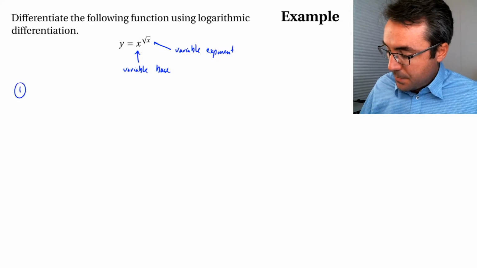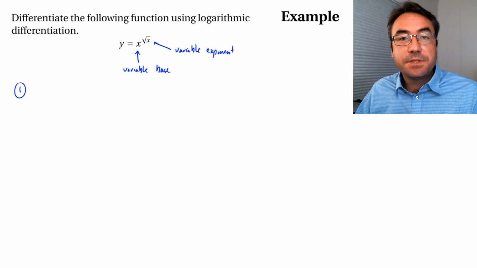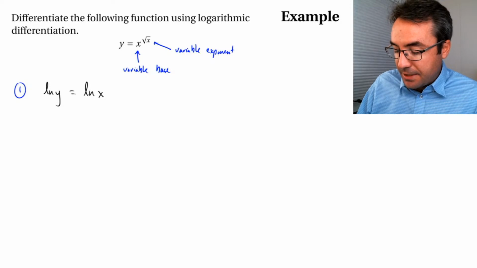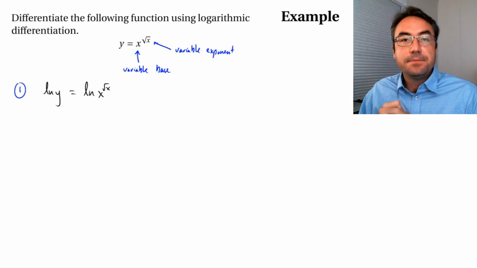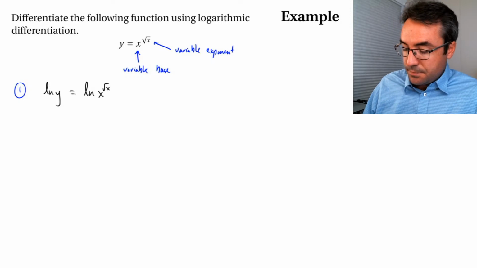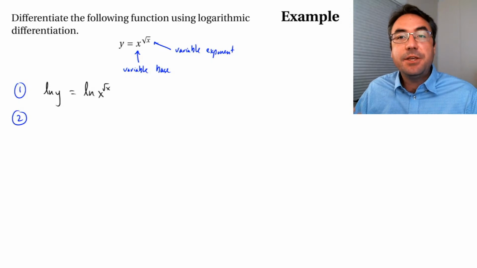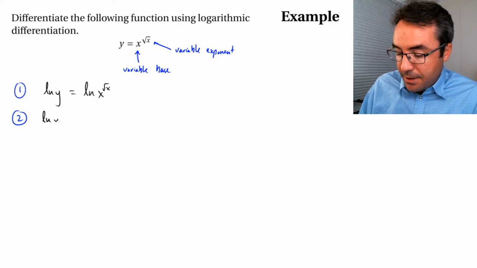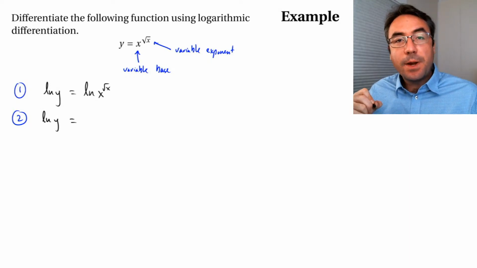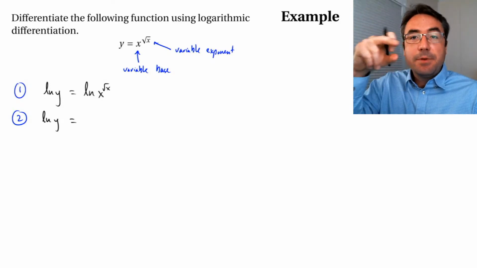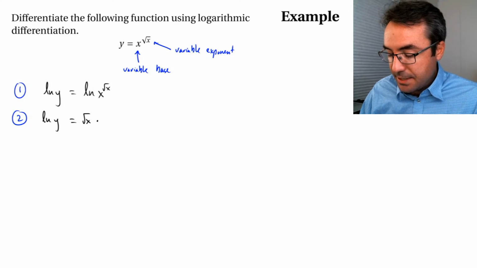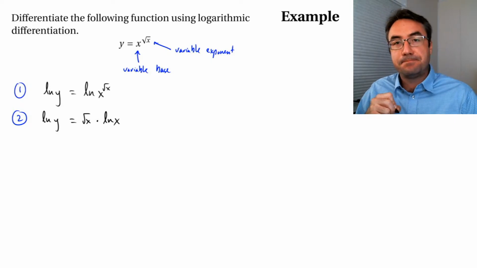Step 1, we're going to apply the natural log to both sides of our equation. So we get natural log y is equal to the natural log of x raised to the square root x. In step 2, we simplify using our log rules. So natural log y, nothing really to simplify there. But on the right side, that exponent can come in front of the natural log term. So we could write that as square root x times the natural log of x.